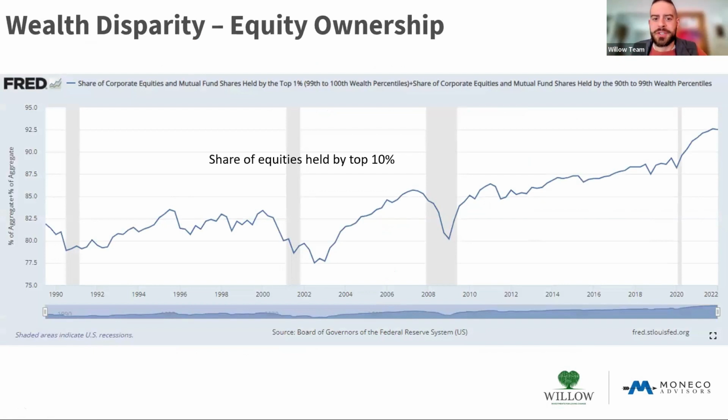This graph just shows the top 10% hold 92% of equities. So keep that in mind too when you hear people talking about, oh, the stock market's great, everything's great. It's great for the top 10%. Yeah.